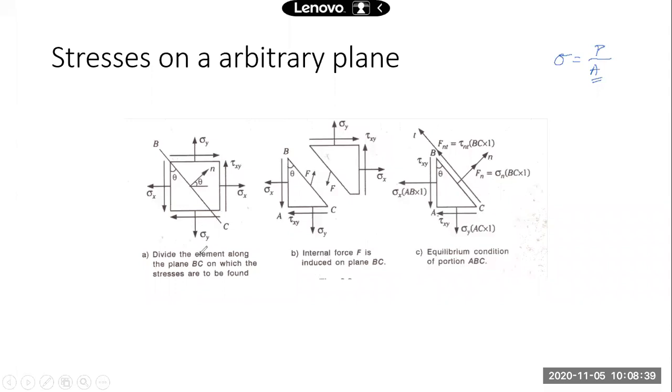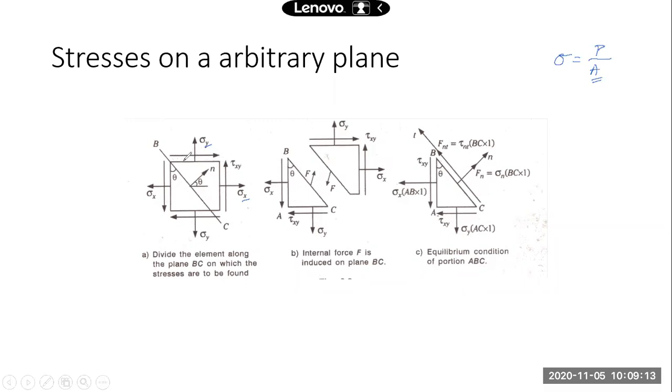Here are the three basic steps you will come across in this analysis. One is choosing the element and representing the stresses on that element. These are the stresses that may be present on an element in general. Sigma y and sigma x represent the normal stresses, whereas tau xy and tau yx, which are normally equal, represent the shear stresses on this element.